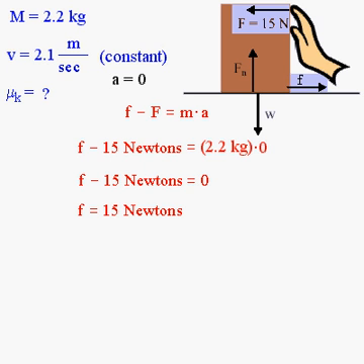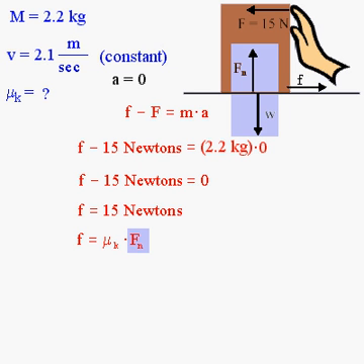Of course, the question didn't ask us about friction, it asked us about the coefficient of kinetic friction. So we have to figure that out. Well, we know how friction relates to the coefficient. Friction equals mu k times the normal force, Fn. But what's the normal force? Well, to figure out the normal force, we're going to have to look in the vertical dimension.